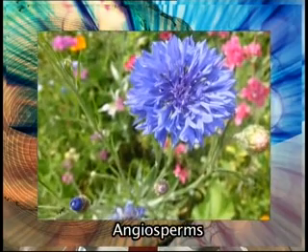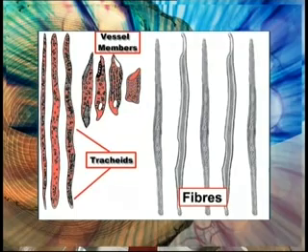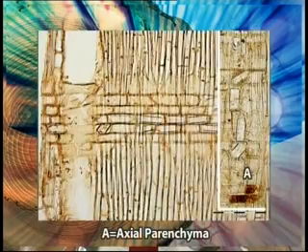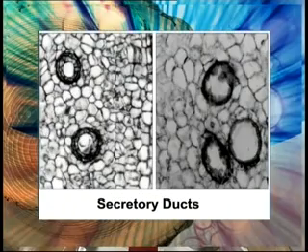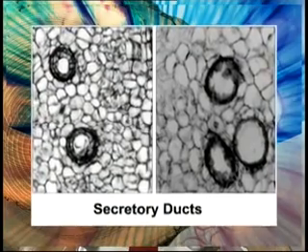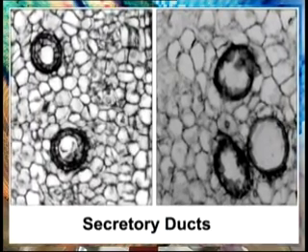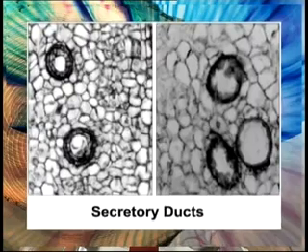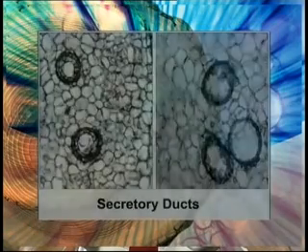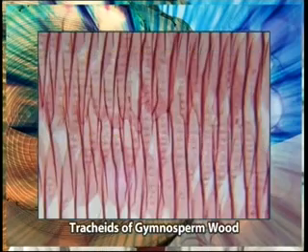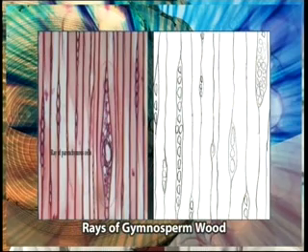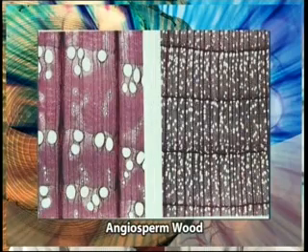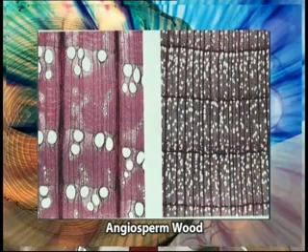In angiosperms, the axial system consists of tracheids, fibers, vessel members, and axial parenchyma. Secretory ducts as well as secretory cavities also occur in some angiosperms and contain in different species a variety of substances. Now, secondary xylem of gymnosperms. Gymnosperm wood, which consists primarily of tracheids and rays, is less complex than the wood of angiosperms, which is characterized by greater diversity of cell types and cell sizes.